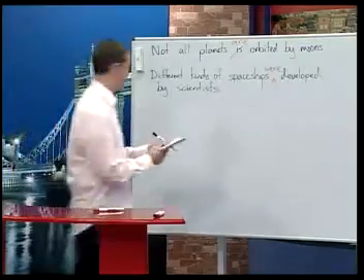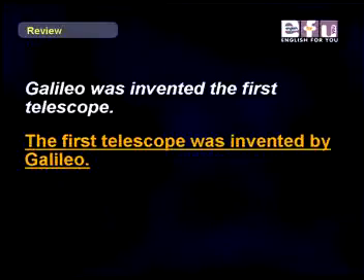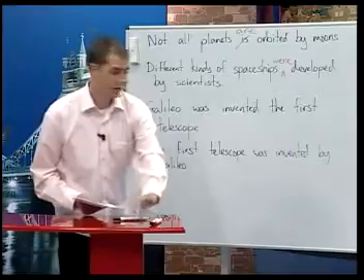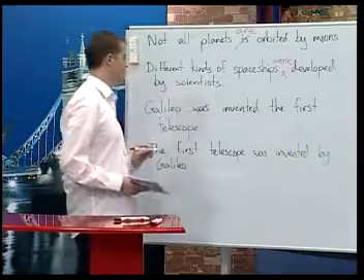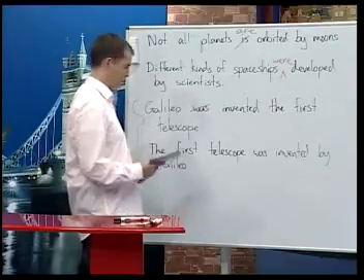Monica, last one. Galileo was invented the first telescope. The first telescope was invented by Galileo. Okay. Or we could say, in the active sentence, Galileo invented the first telescope. That one's active and this one is passive.